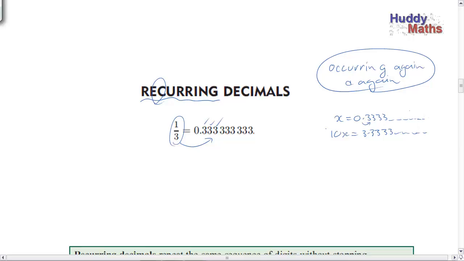If I then say, well, let's from 10x take away x, so I'll put here take away 1x would be one lot of this, and it keeps going. If I take that away, 10x take 1x is 9x, and if I take all that away, I get 3. So x is 3 over 9, or 1/3.